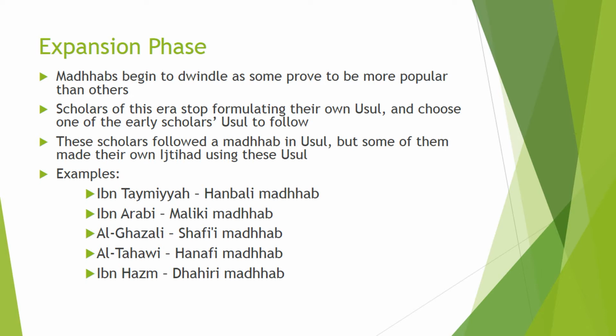In the Maliki Madhhab, we have Ibn Arabi, we have Al-Qurtubi, we have many others, and they differ with Imam Malik on many issues, but they follow his usul. In the Shafi Madhhab, we have Imam Al-Ghazali, Imam Al-Nawawi, and they differed with Imam Ash-Shafi on many issues, right? So, for example, Imam Ash-Shafi believed that music is not permissible. Imam Ghazali believed it is permissible. He's using the same usul, the Shafi usul, but he's coming to a different conclusion, right?